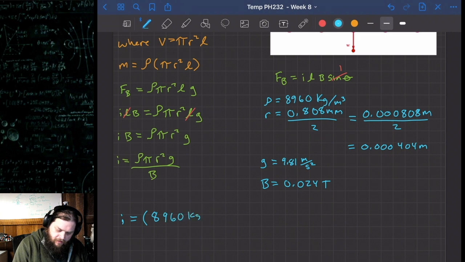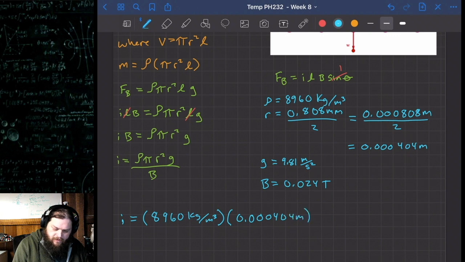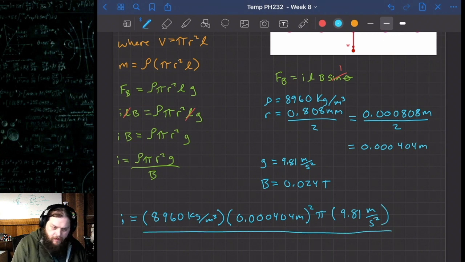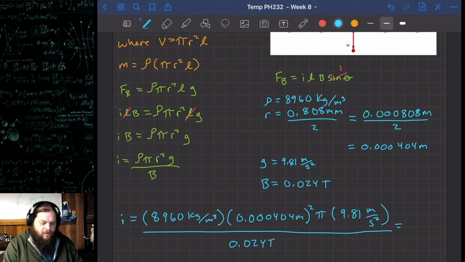8960 kilograms per meters cubed times 0.0000404 meters. And we're going to square that because that's our radius. So we want to make sure we're taking our radius squared. I'm going to throw pi in there and then multiply by 9.81 meters per second squared. Divide that whole thing by the magnetic field strength, which is 0.024 Tesla. And we can plug that into our calculator and see what we get.